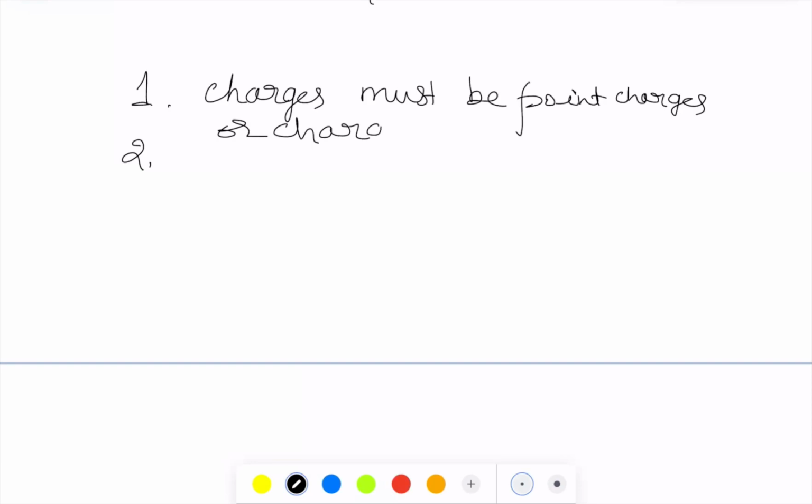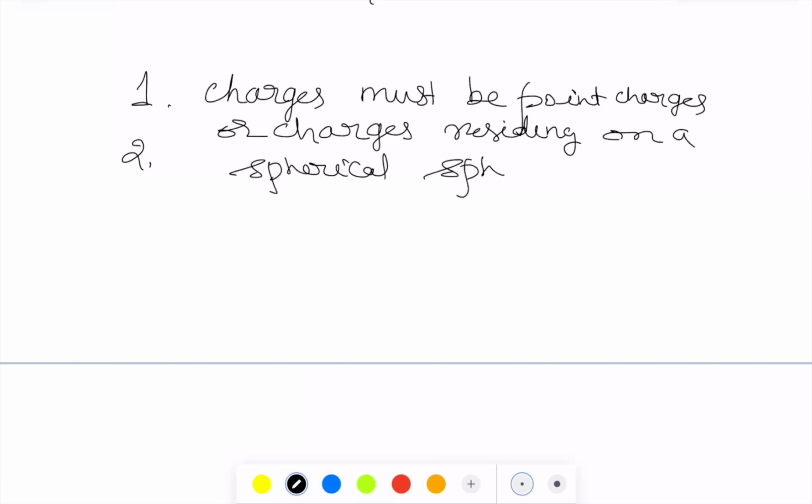The next one is that charges must be stationary. We can't apply Coulomb's law to moving charges. Charges must be stationary. So this is about Coulomb's law.